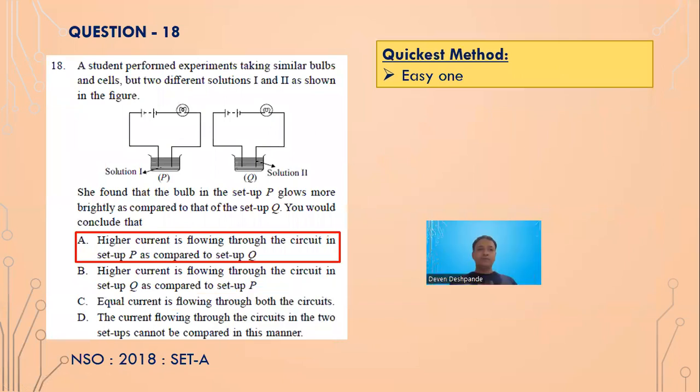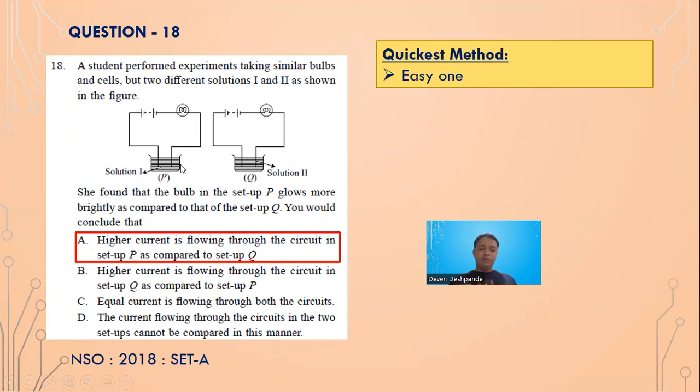Okay, next one. A student performs experiments taking similar bulbs and cells, but two different solutions 1 and 2 are shown in the figure. Here the wire is immersed in solution 1, here the wire is immersed in solution 2. He found that the bulb in setup P glows more brightly as compared to the bulb in setup Q. What will you conclude? Obviously, we will conclude that the higher current is flowing through the circuit in setup P as compared to Q, isn't it?